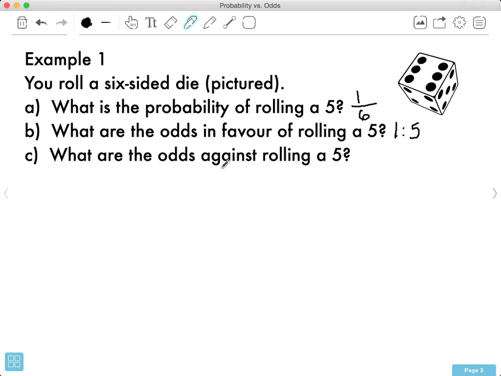The one thing you want to watch out for is if they say, what are the odds against rolling a 5? Odds against means put the bad outcomes first. So this would be 5 unsuccessful outcomes where you don't roll a 5 to 1 outcome where you do roll a 5. Odds in favor and odds against are always opposites, so you're going to use the same numbers just in a different order.